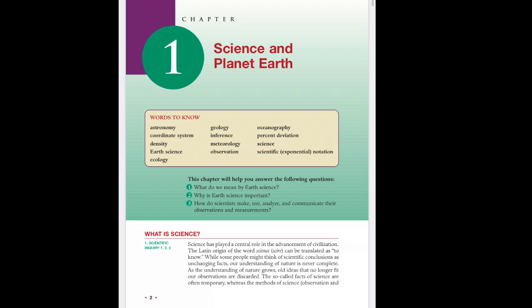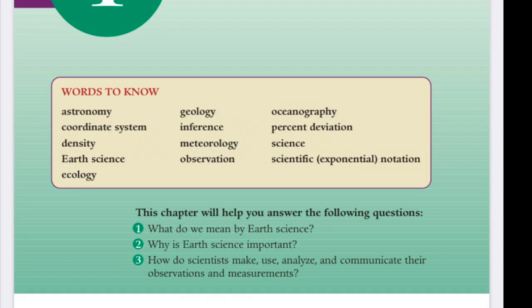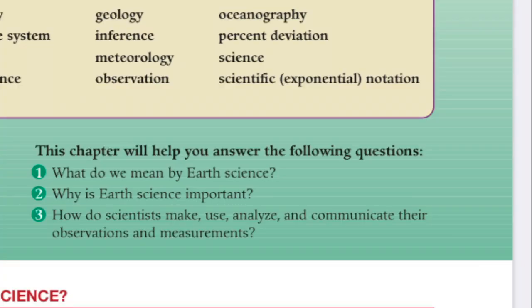Chapter 1: Science and Planet Earth. Words to know: astronomy, coordinate system, density, earth science, ecology, geology, inference, meteorology, observation, oceanography, percent deviation, science, scientific notation, exponential notation. This chapter will help you answer the following questions. What do we mean by earth science? Why is earth science important? How do scientists make, use, analyze, and communicate their observations and measurements?